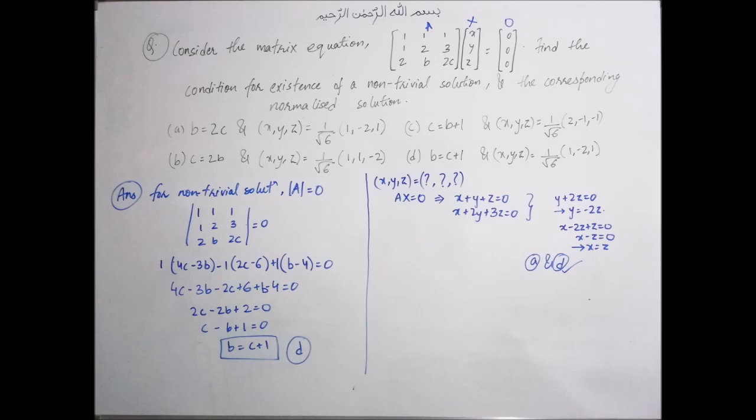But in case you do want to find the values of x, y and z, we'll use the equation Ax equals to 0, multiply the matrix A with matrix X, and you'll get two equations, x plus y plus z equals to 0 and x plus 2y plus 3z equals to 0. Solving those two equations, we get x equals to z and y equals to minus 2z. This combination is only possible for option D and option A. Thus, our answer is option D.